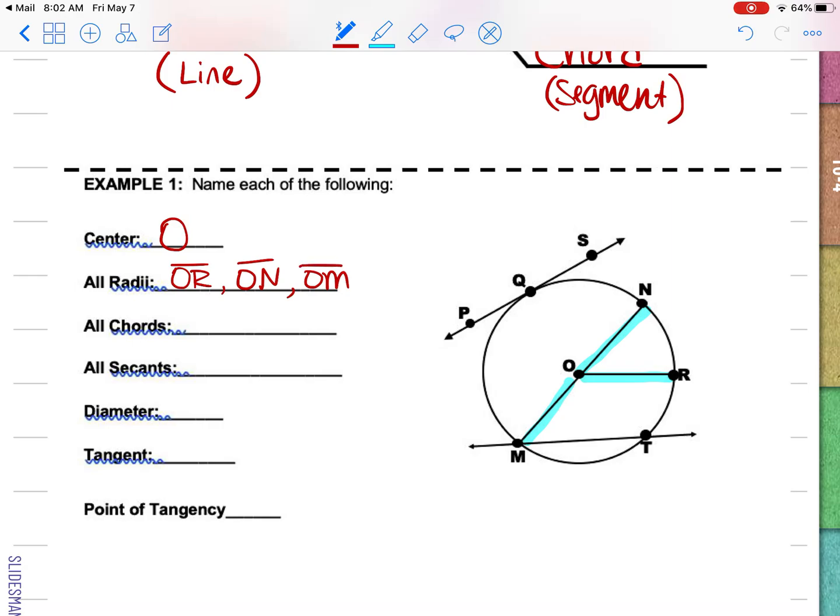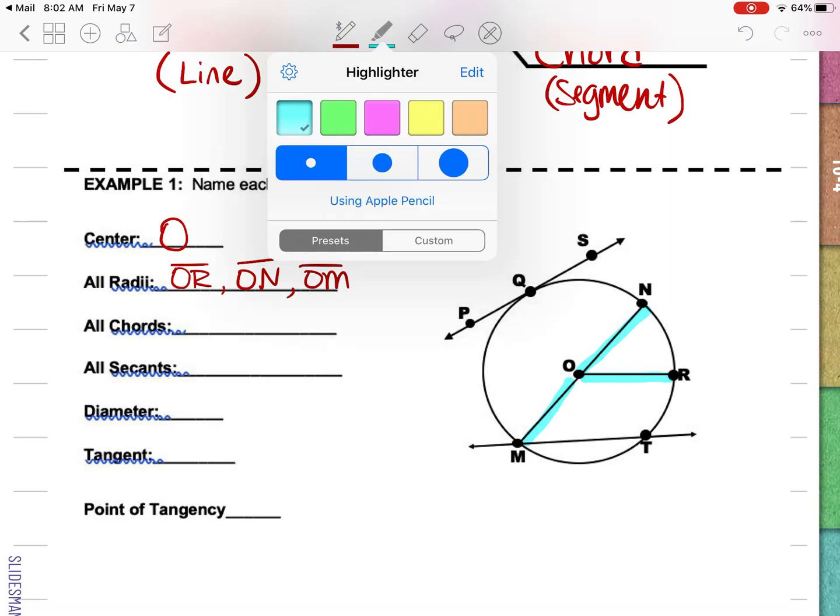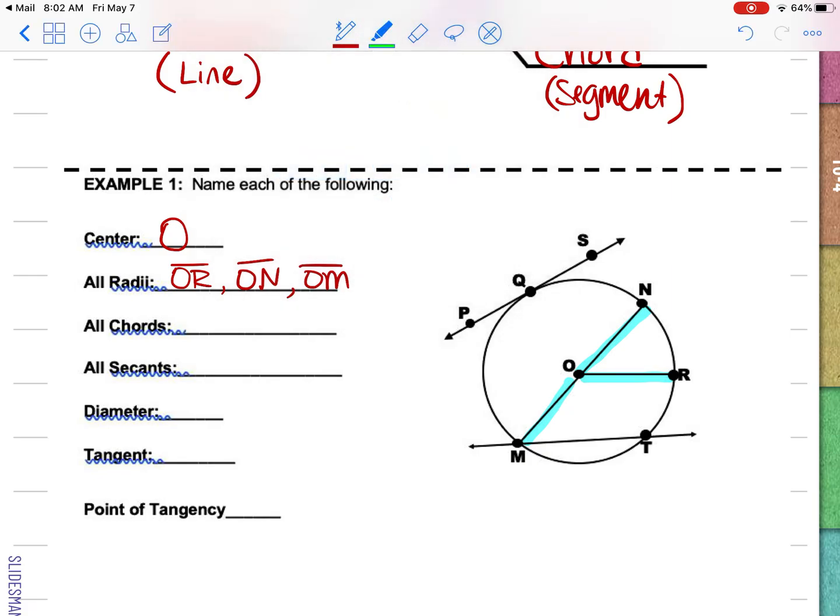Then chord, remember it has to hit at 2 points. Can go through the center, doesn't have to. So I see MT, because technically MT could stop. I also see MN, so I'm going to color code that. So MT, and the way I can show that it's a chord and not a secant is I can show that it's a segment. And also MN. Yes, diameters are chords, but all chords don't have to go through the center.